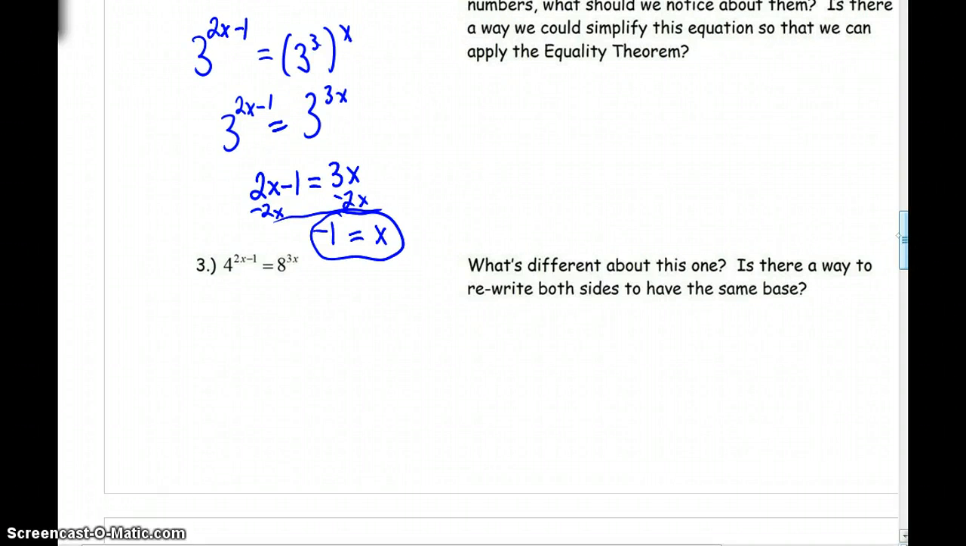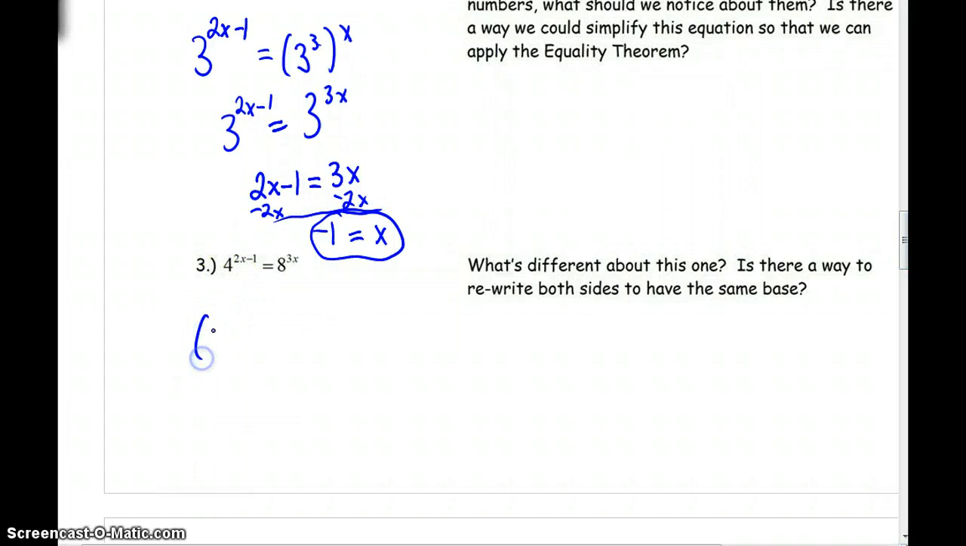Let's take a look at number 3, however. The big problem with number 3 is that 8 on the right side, of course, is a different base than the 4. But unlike our previous problem, 8 is not a power of 4. 4 you're not going to raise to the first, second, third power and get 8. 4 to the second power is not 8, it's 16. So at first glance, it doesn't seem like we're able to do very much at all.